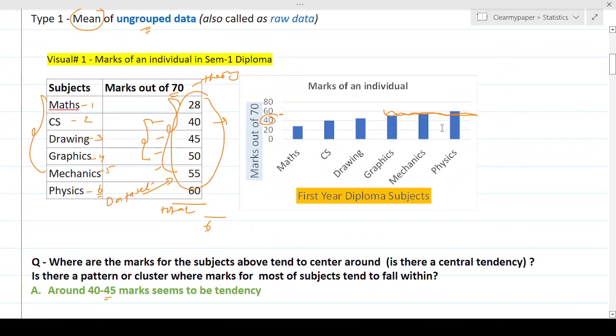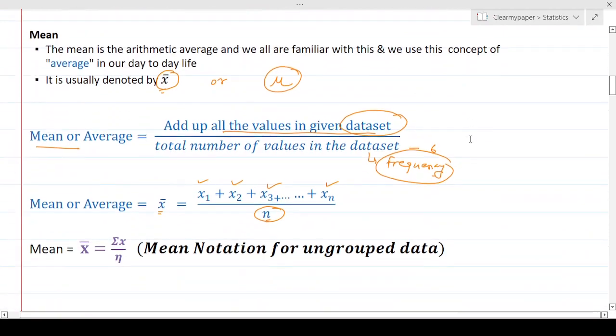So if you see here, this is going to be your x1, this is going to be x2, this is going to be x3 and so on and so forth. And the number of values, this n in the denominator, is going to be 6. That's what it means. So that's how we calculate.